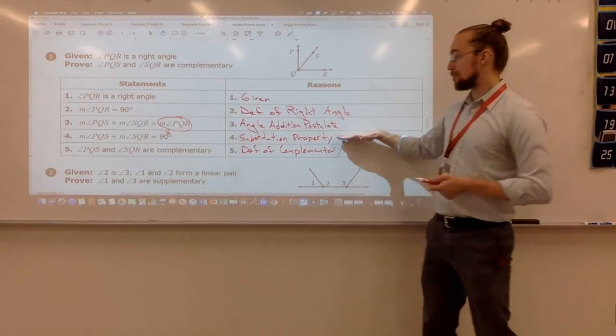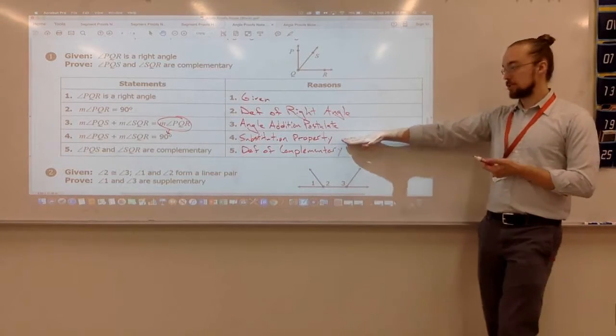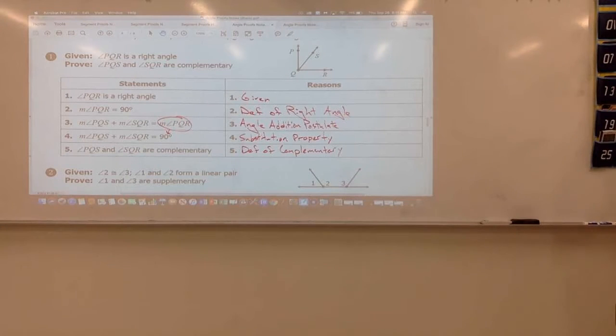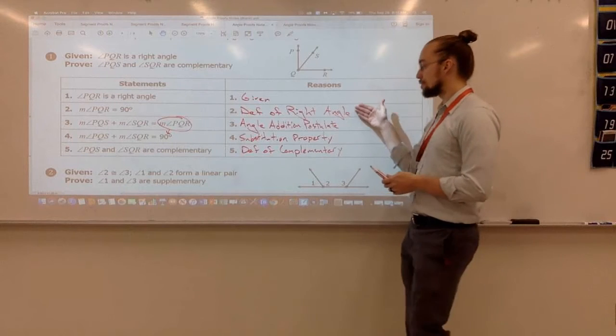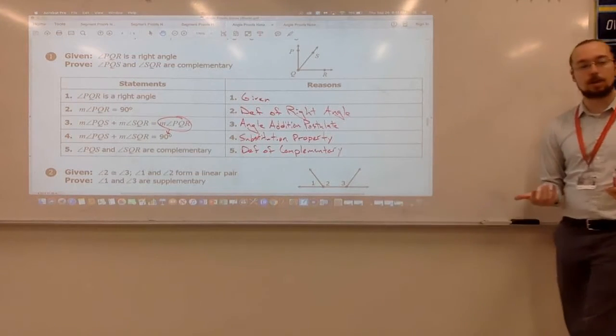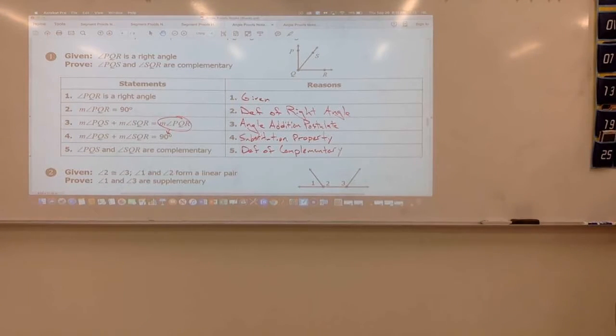Okay, so remember, we're still going to be using properties like substitution or addition or subtraction. Those are still going to creep up here. So we're dealing with equations, but we're just introducing some of these new ones for angles. Right? You okay with that one?